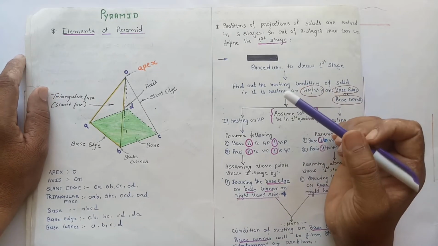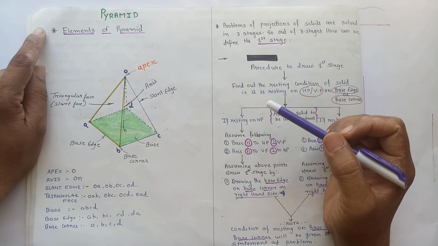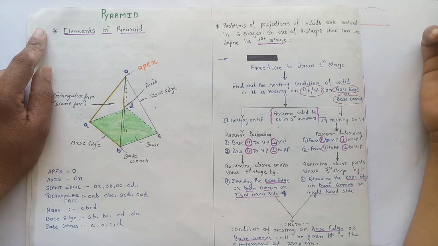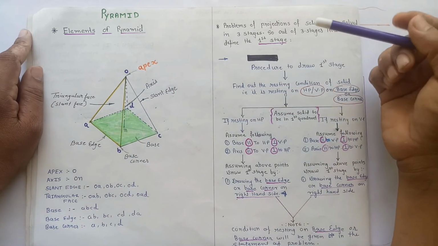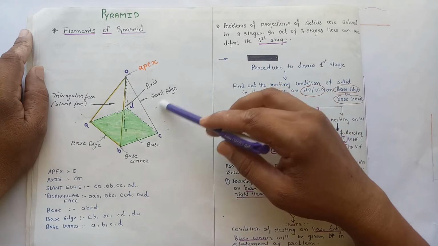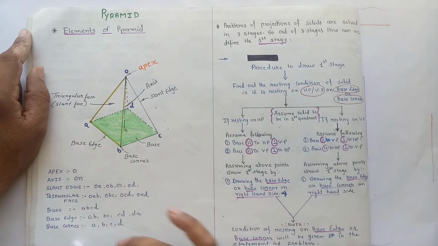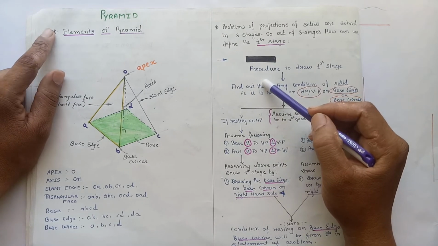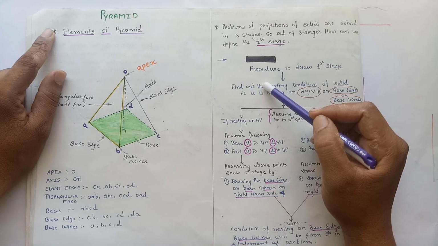Hello everyone. In the last lecture we studied the classification of solids, the different types of solids and elements of the solids. Here I have presented the elements of the pyramid that we learned in the last lecture in symbolic form. So today we are going to learn how to draw the different stages of the solid.